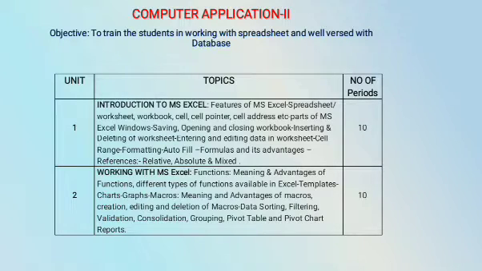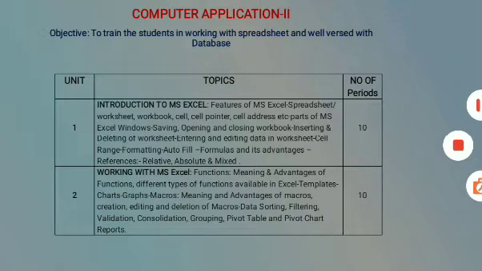The workbook contains the worksheets. A worksheet is an intersection of rows and columns. In a workbook, many worksheets are there. In that worksheet, what is a cell? A small rectangular box, an individual rectangular box, is called a cell. How do you define the cell? The intersection of a row and column is called a cell.